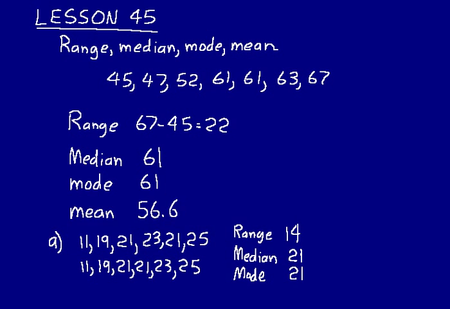Then, lastly, the mean. That's just the same thing as the average, so we need to add up all of those numbers. There's 6 of them. We add them all up, divide by 6. I'll give you a minute to try to figure that out. You should end up with about 120 divided by 6 would be 20. So the mean of that set of numbers is 20.